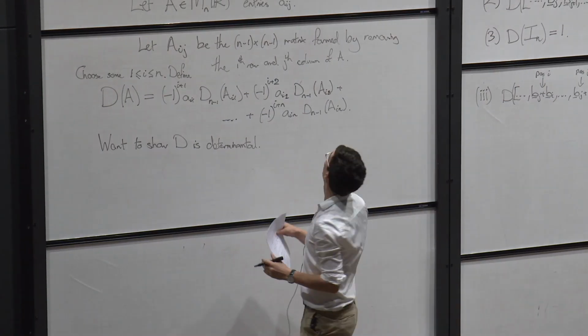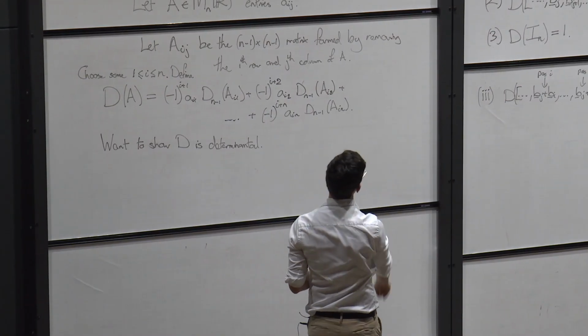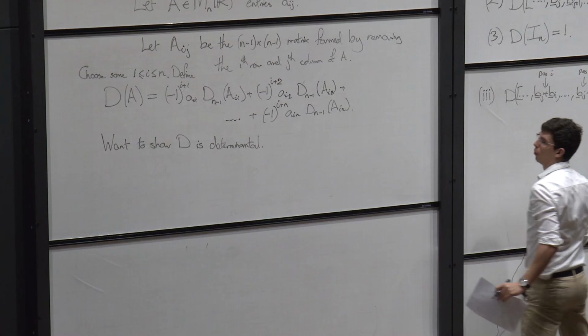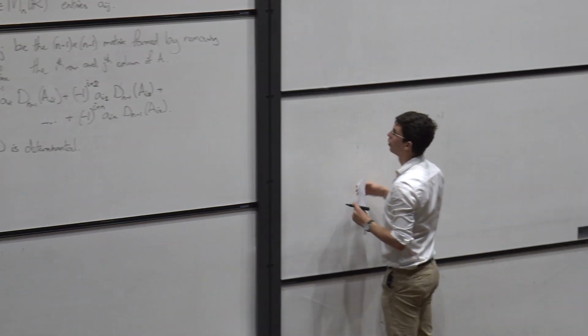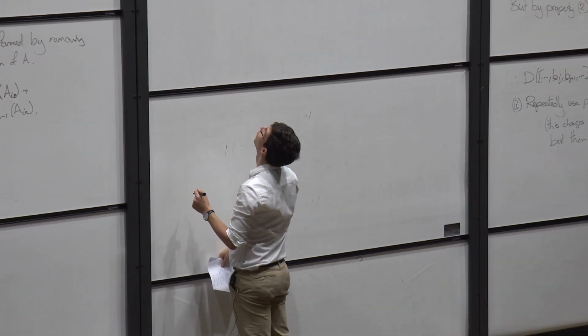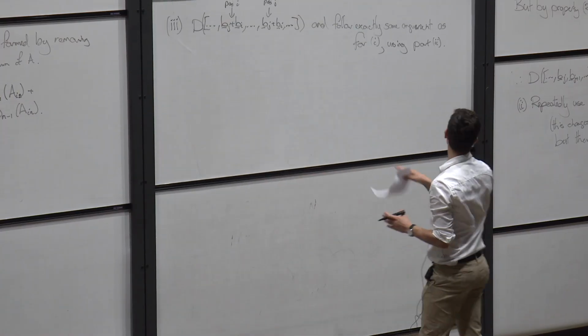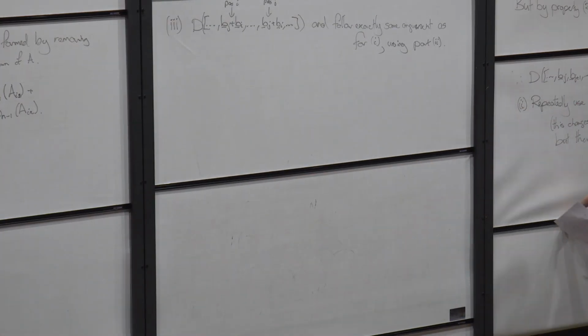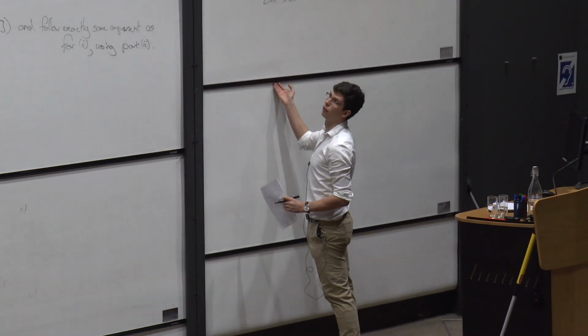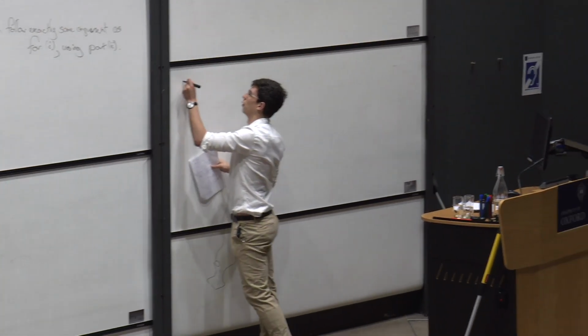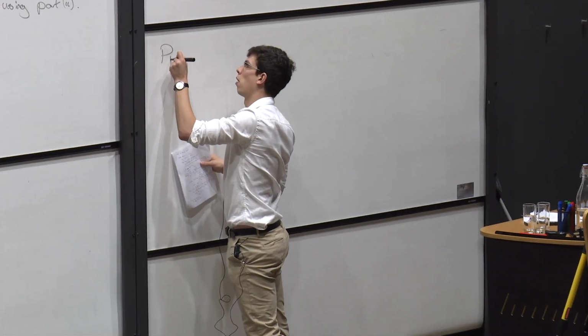Okay, so I'm just going to verify the properties in order. Maybe I'll move on to the middle board. I guess maybe it would be useful to keep this board up so that we can see what the properties are, so maybe I'll move over to the right-hand side. So let's start off with property 1.